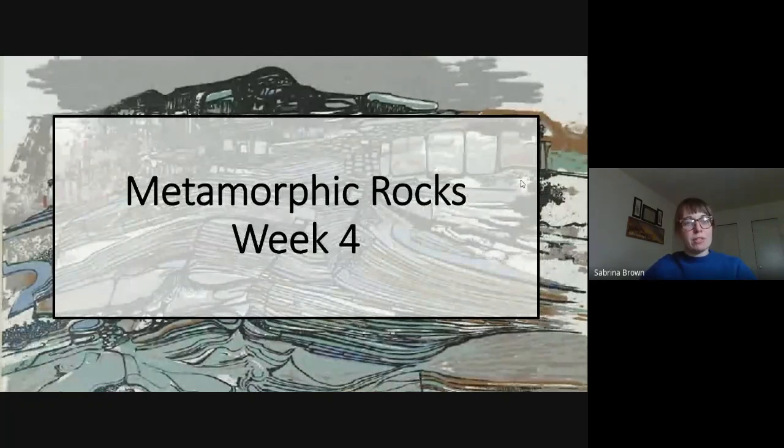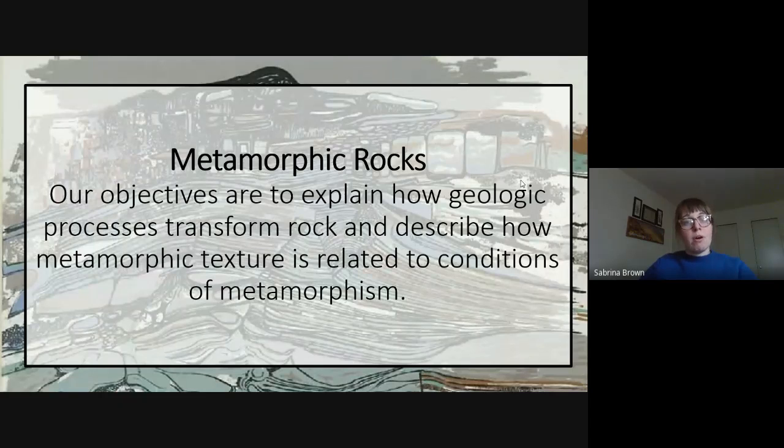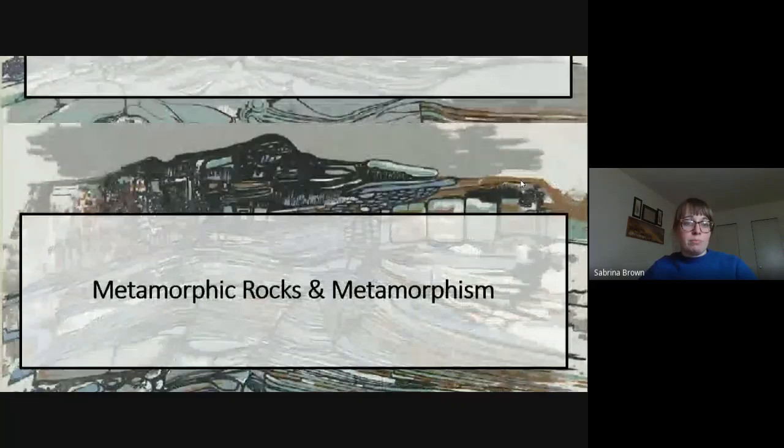Hey everyone, so let's finish up our lecture series about rocks by talking about metamorphic rocks. So this week we are working on explaining how geologic processes transform rocks into metamorphic rocks and describe how metamorphic texture is related to this process of metamorphism.